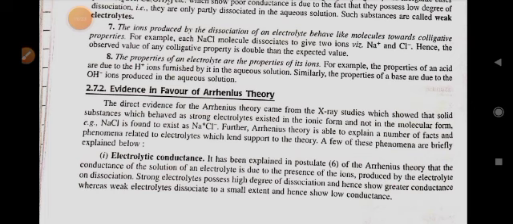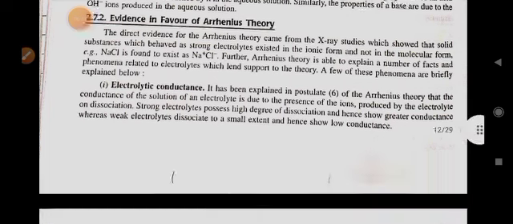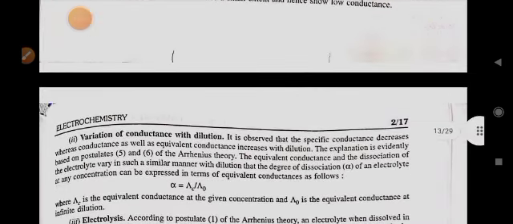Strong electrolytes possess a high degree of dissociation and hence show greater conductance, whereas weak electrolytes dissociate to a small extent and hence show low conductance. Variation of conductance with dilution. It is observed that the specific conductance decreases, whereas conductance as well as equivalent conductance increase with dilution.